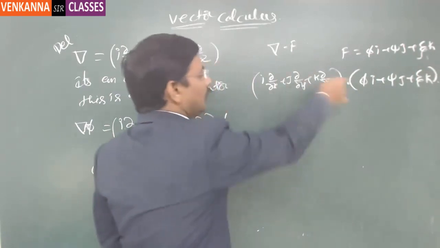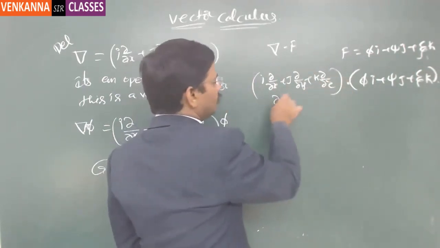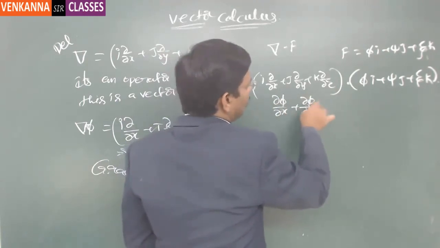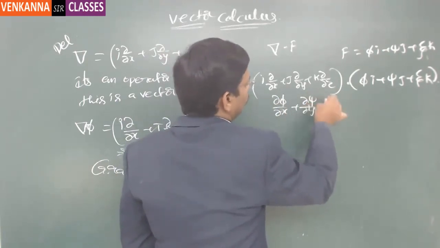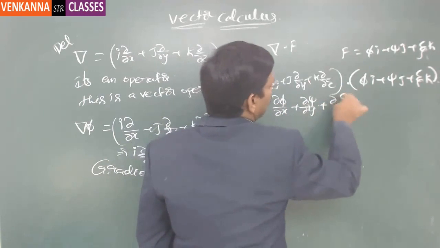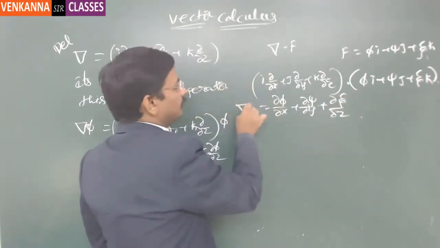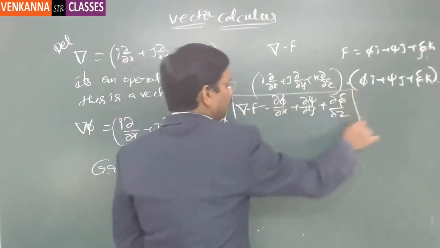Now if you do the dot product, this is going to be dou phi by dou x plus dou psi by dou y plus dou xi by dou z. So this is the operation del dot f.